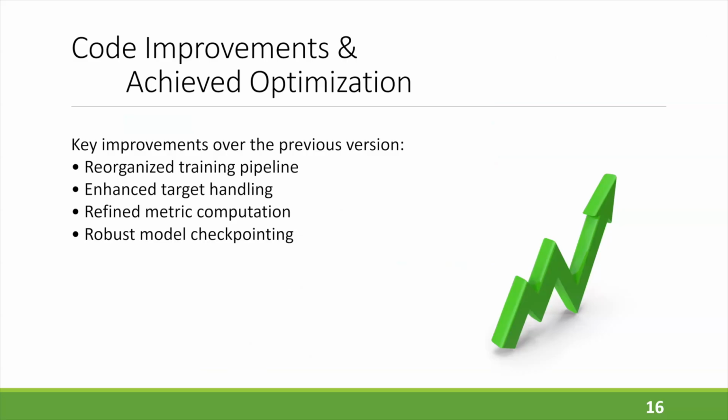What we did to improve this code and optimize it for Run 3. The main improvements are, first, the reorganization of the training pipeline. It was divided into several steps: data generation, data preparation for training, and the last one is the launch of training.